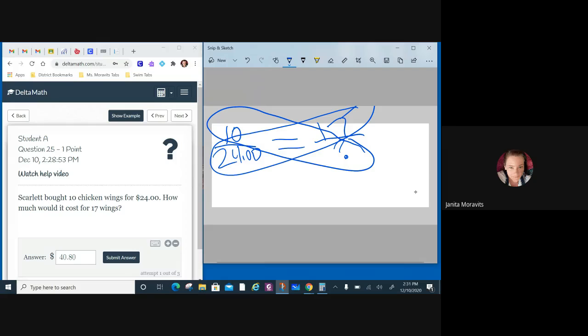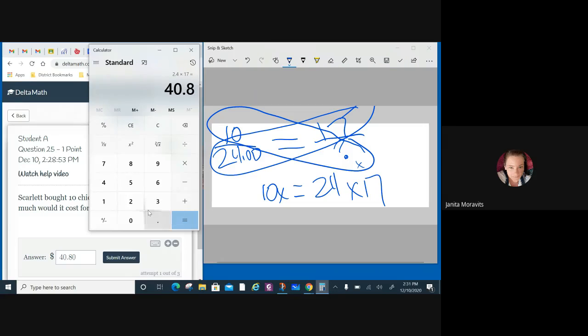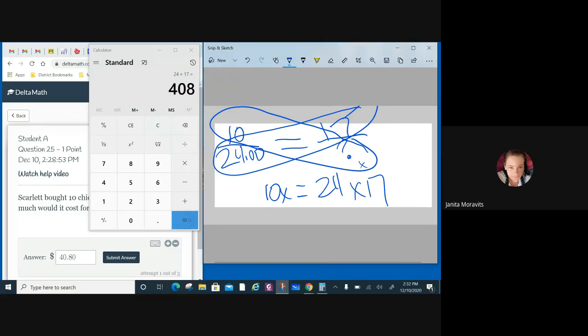So we can say 10 times the number we don't know, and we're going to replace that with an x. 10x equals $24. And we're not going to put the dollars on there. We don't have to. Times 17. All right, so let's use our calculator, and we're going to say 24 times 17. That equals 408. So we have 10 times x equals 408.